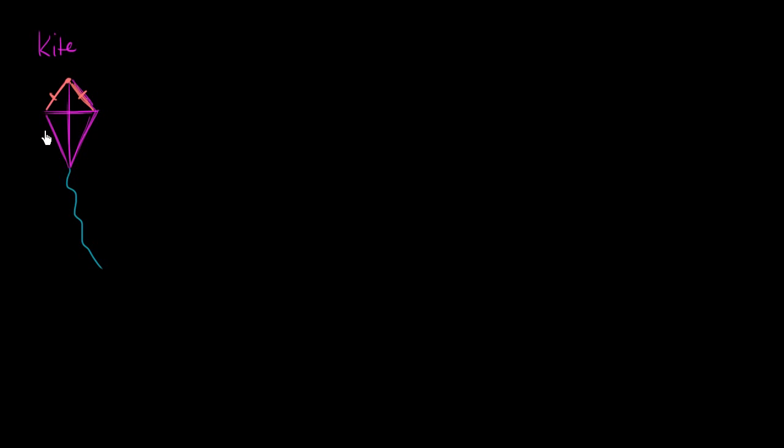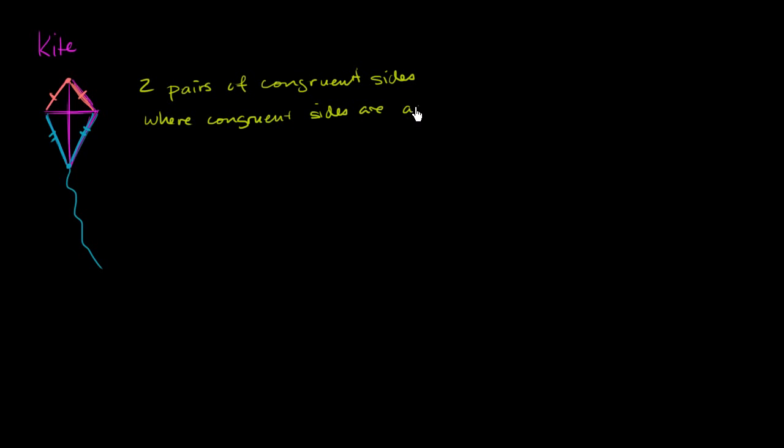And then you have another pair of sides that are congruent to each other, and they are adjacent. They share a common endpoint. So one definition that you could make for a kite is that you have two pairs of congruent sides where congruent sides are adjacent. And you might say, well, what's the other alternative?